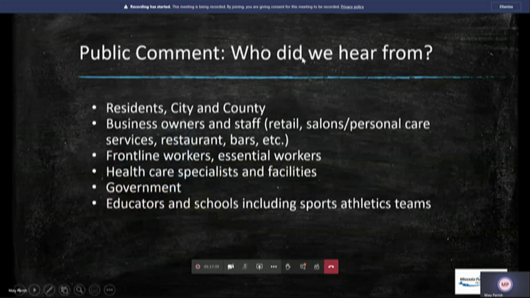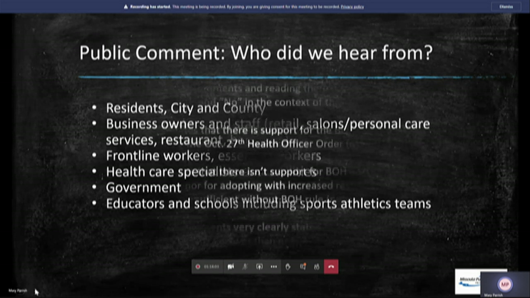Okay, so who did we hear from? We heard from residents of the city and the county. We heard from business owners as well as staff. A lot of concerned employees out there, as well as business owners, and understandably so. We heard from frontline workers, essential workers, healthcare specialists, and healthcare facilities. We heard from some government sectors, and educators in schools, including sports athletics teams.